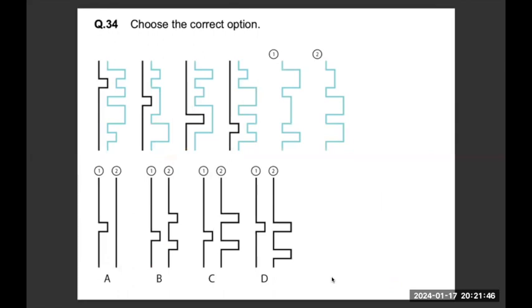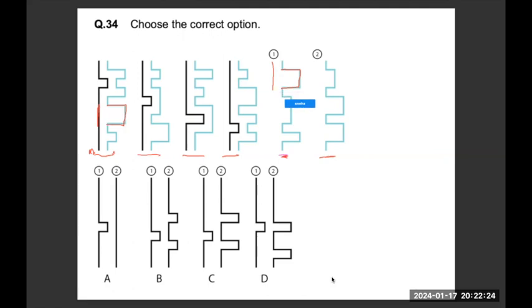Choose the correct options. What will the black line look like for 1 and 2 here? In this case, you are given some clues. The blue line is this, and the black line will be this. How I solved this was I looked for clues. Where do I find this shape, for example? This kind of shape I found here. The corresponding part of the black line was a solid line. So I know this will be a solid line.